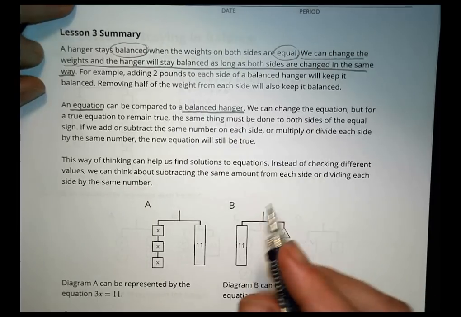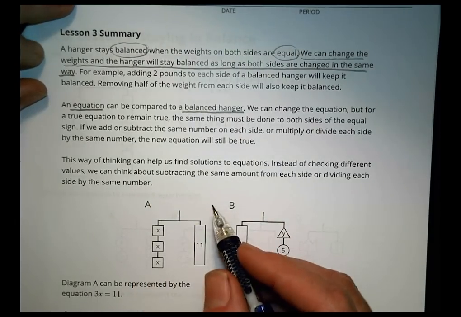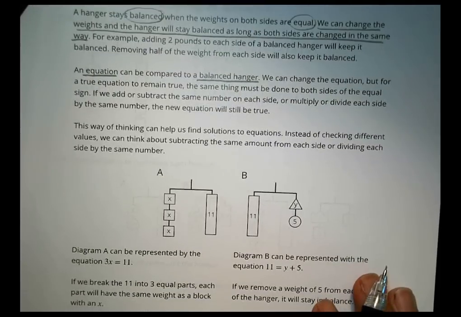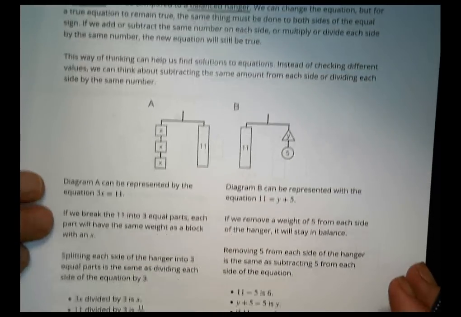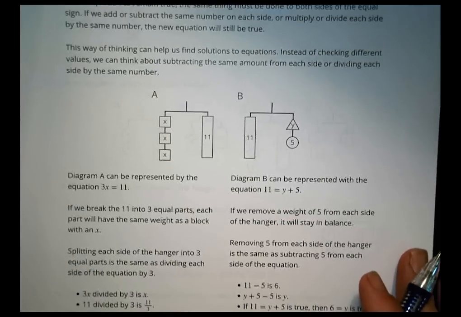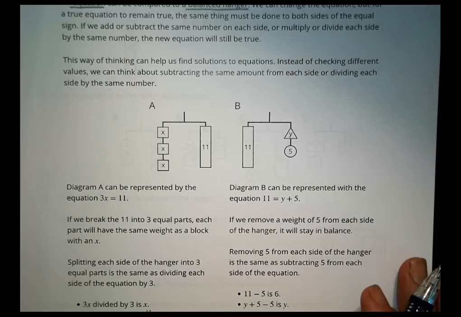So if we add 1 to one side, we have to add 1 to the other. If we divide by 3 on one side, we divide by 3 on the other. And in doing so, you end up with a balanced equation all the way through. And that really was what the lesson was about today. Okay, so I'm going to pause there and let you work on your homework, then we'll come back together and check it out.